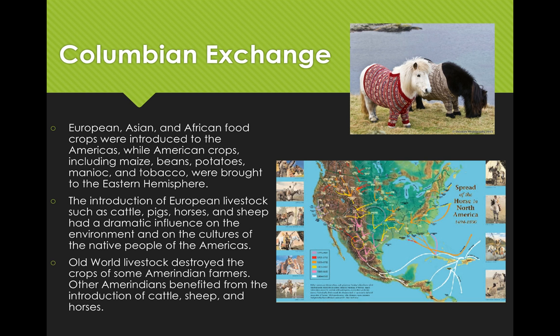Other Amerindians benefited from the introduction of cattle, sheep, and pigs, but no animal had a greater impact on native people than the horse. It increased the hunting efficiency and military capacity of indigenous North Americans in particular. And here, as you can see, the spread of the horse in North America, eventually reaching pretty much every single area.